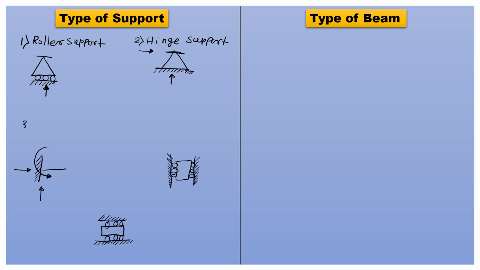Then third is the fixed support. The fixed support is represented like this, and it has horizontal, vertical and moment reactions, all three. It means it resists the movement of a beam in the horizontal and vertical directions and the turning effect, or moment effect. It resists all three movements. Okay, all three reactions in the fixed support are resisted.